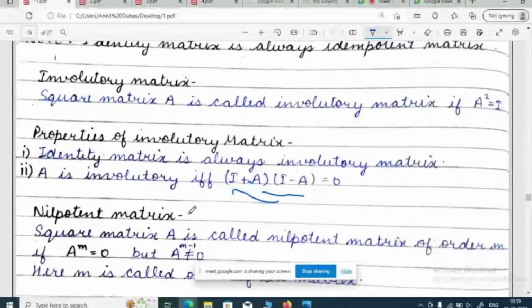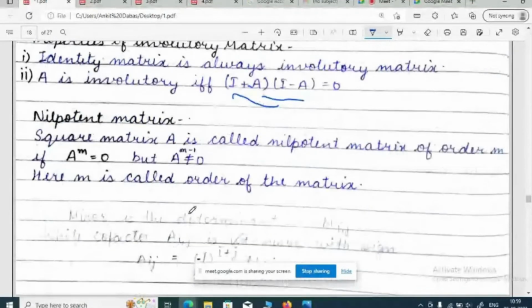Next are nilpotent matrices, the matrices for which some power of the matrix is equal to 0. Here we are considering that A power m is equal to 0, but A power m minus 1 is not equal to 0. So null matrices do not fall in this category.